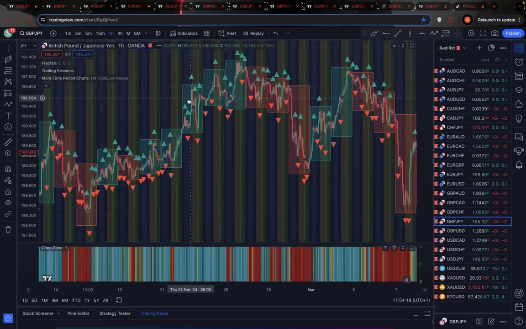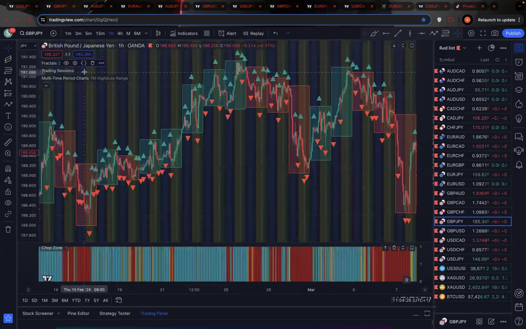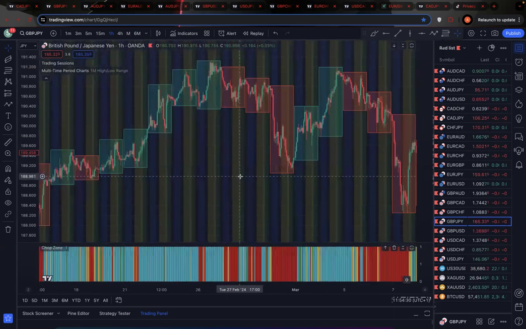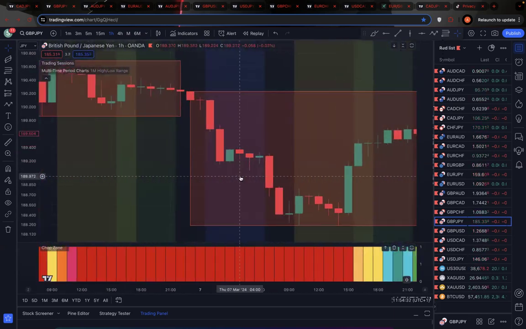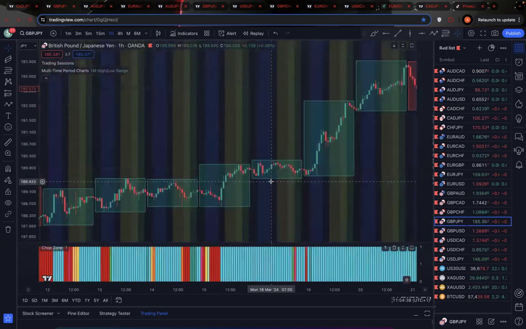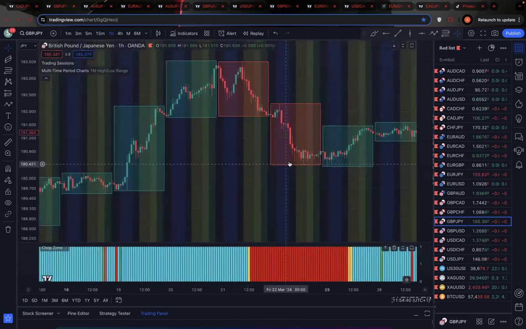Fractals should be this one. But that's a multiple period chart. What is fractal? It's fractal. The trading session indicator is a useful one. It shows you the trading sessions, Asian, New York, and things like that.